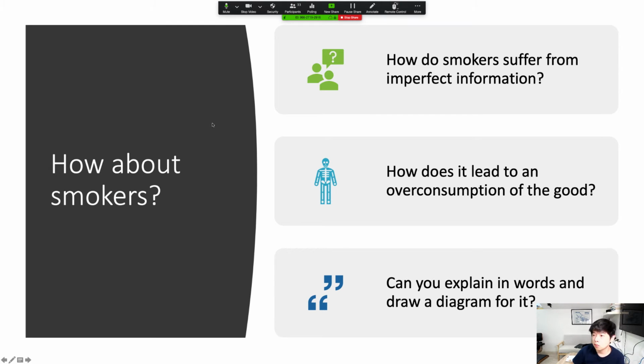Right, let's now move on to talk about smokers. How I will explain this in terms of smokers suffering from imperfect information is this. For smokers, it is not that they don't know. If you've been through the Singapore education system, at the very least, you will know that there are downsides to smoking. You know that smoking affects your health.